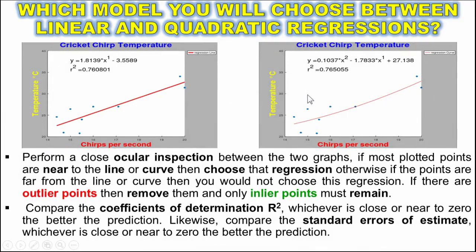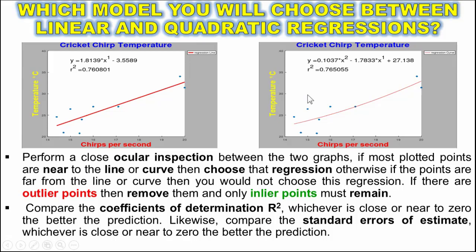Which model will you choose between linear and quadratic regressions? Perform a close ocular inspection between the two graphs. If most plotted points are near to the line or curve, then choose that regression. Otherwise, if the points are far from the line or curve, then you would not choose this regression. If there are outlier points, then remove them, and only inlier points must remain.